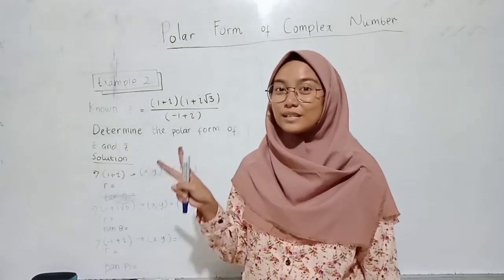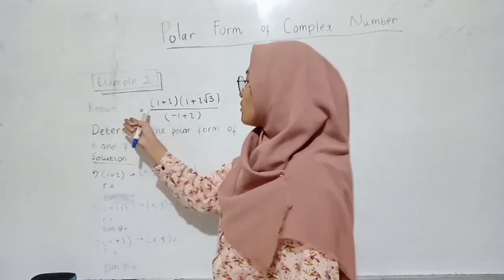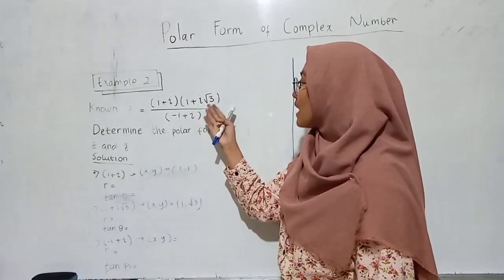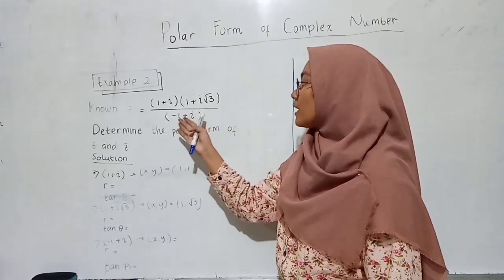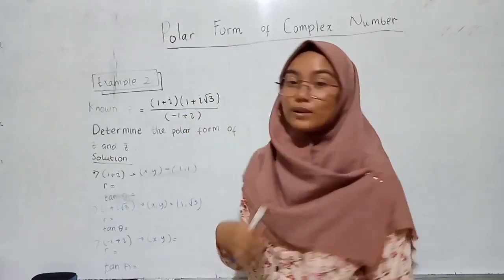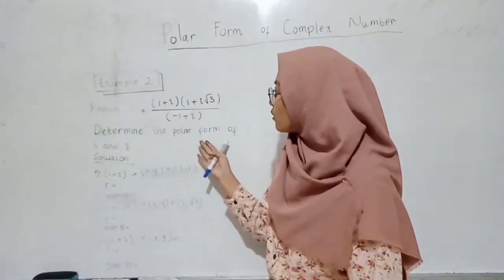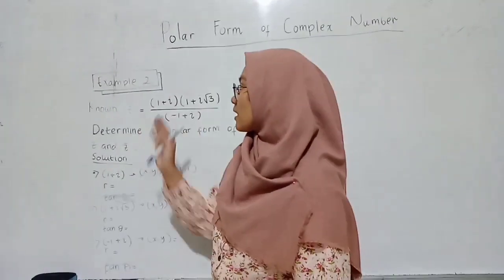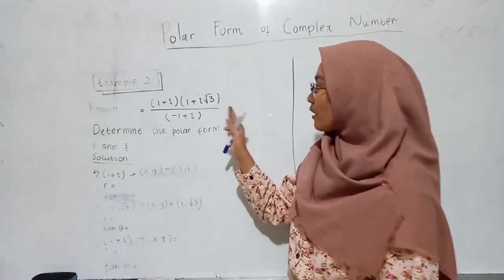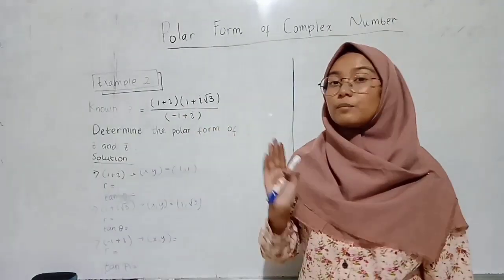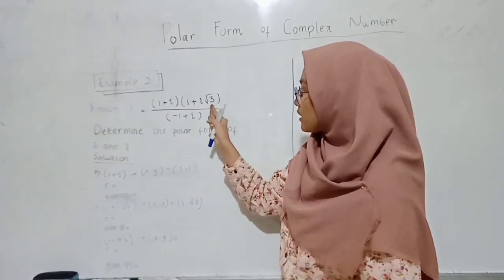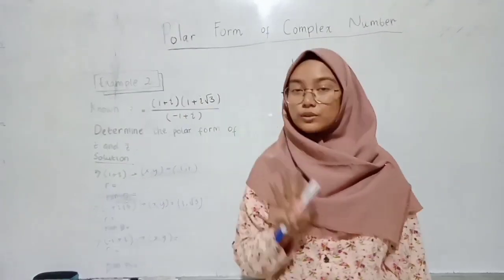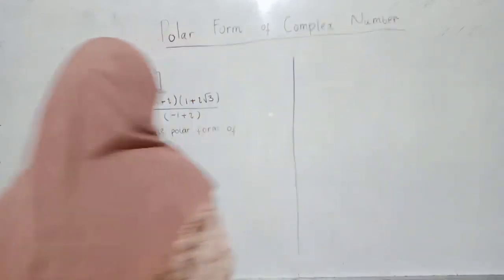Now we have example number 2. Now z equals (1 + i)(1 + i√3) over (−1 + i). The question is: determine the polar form of z and z bar. For the solution, we have to make the polar form of each of these, so we have to split this into 3 parts. Let's move to part number 1.